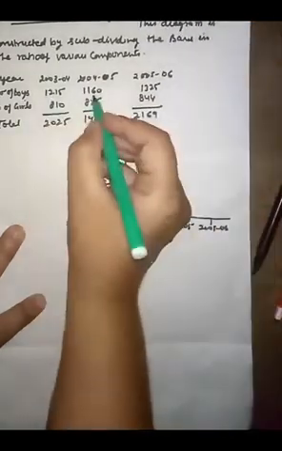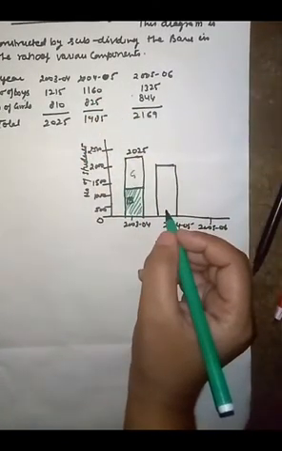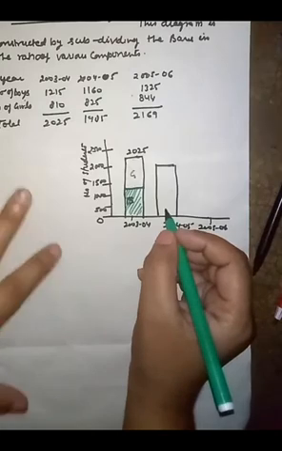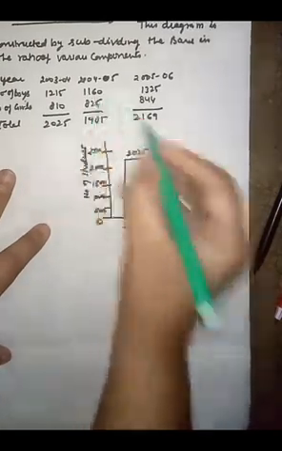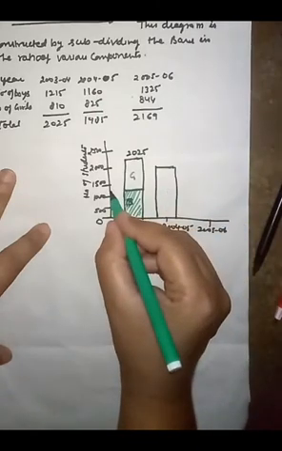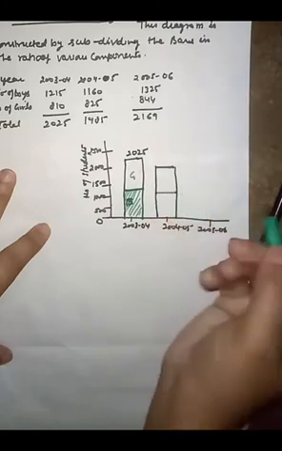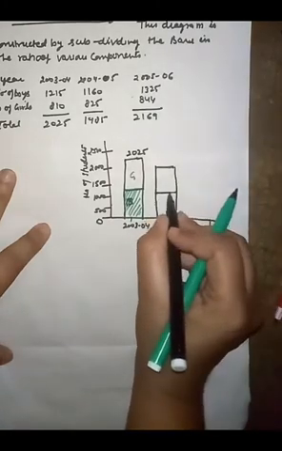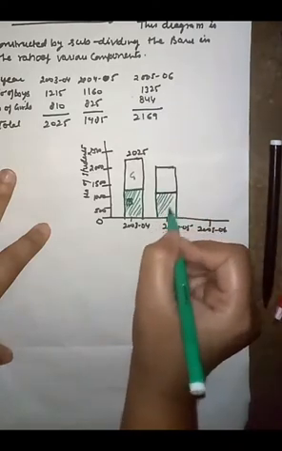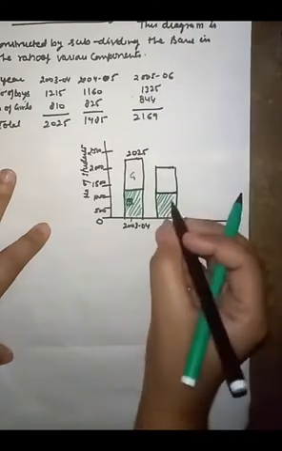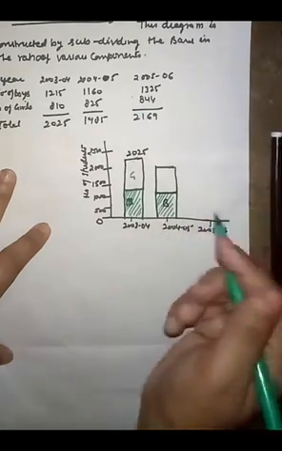Now here the number of boys is 1160. So where is 1160? It comes here, right? This one is here. Now showing it in the other color, this value shows the number of boys, and this is 1160, and this is boys.